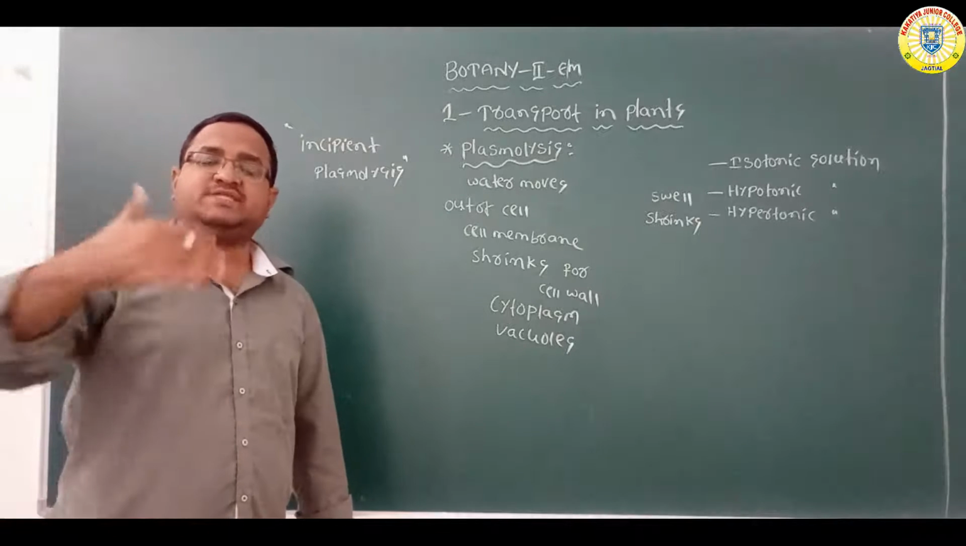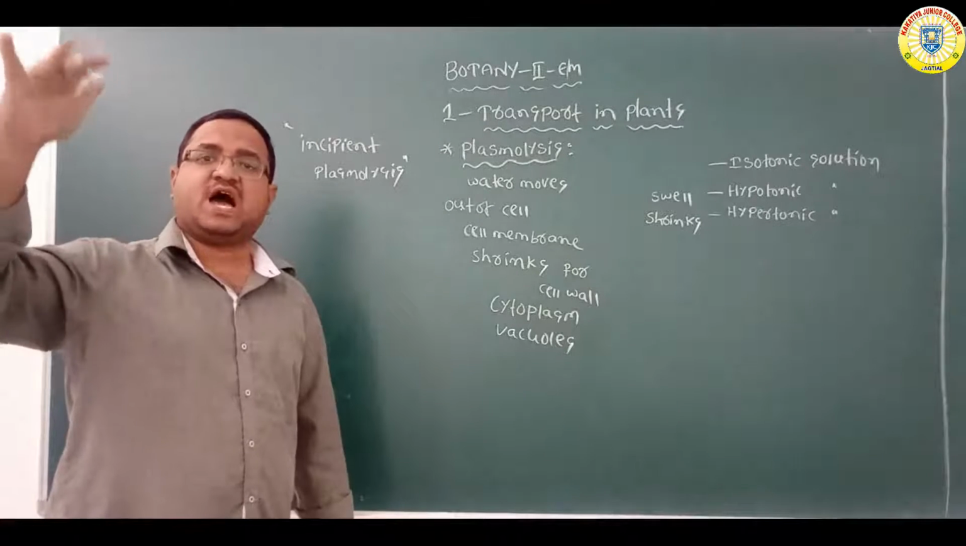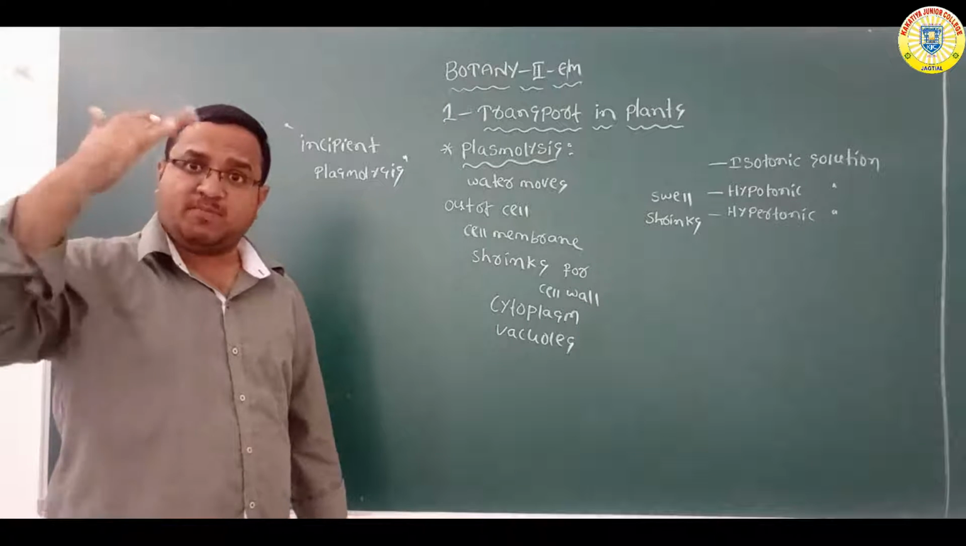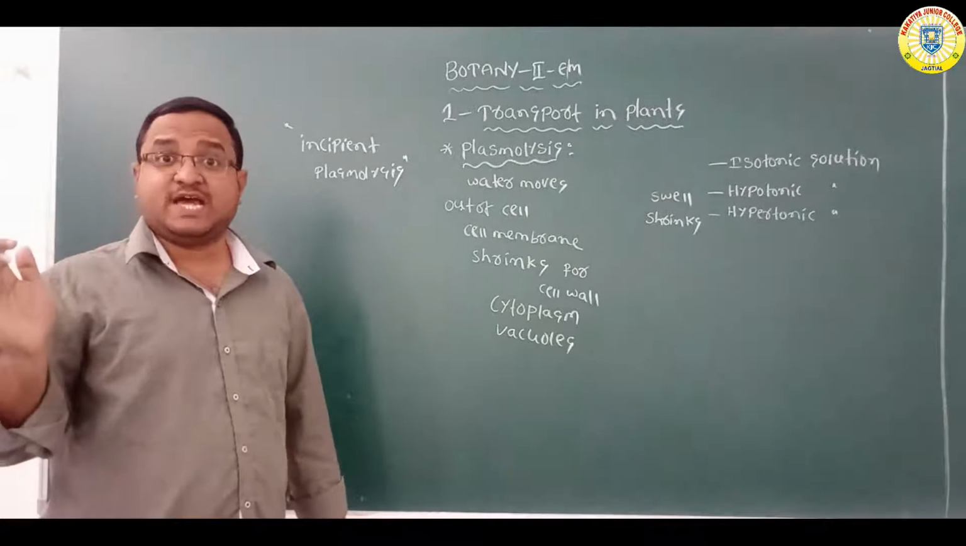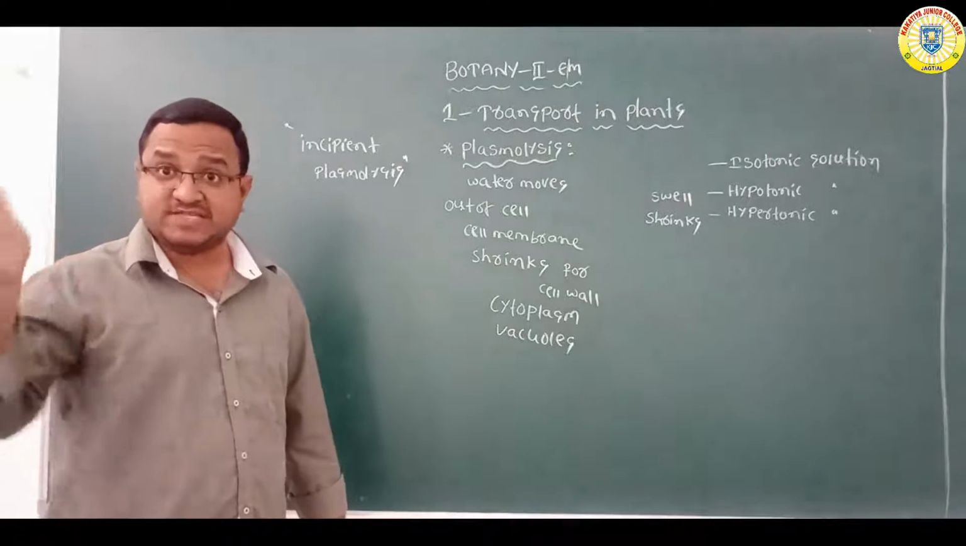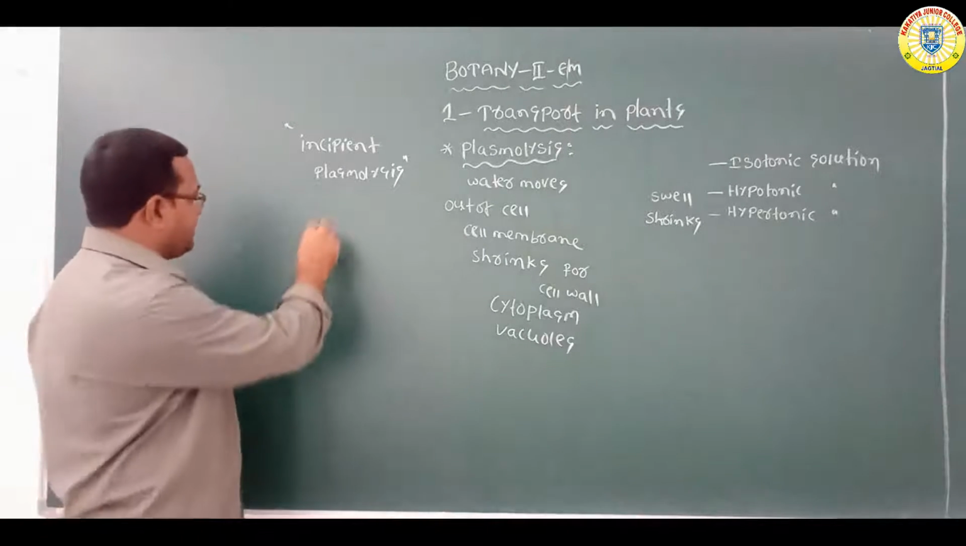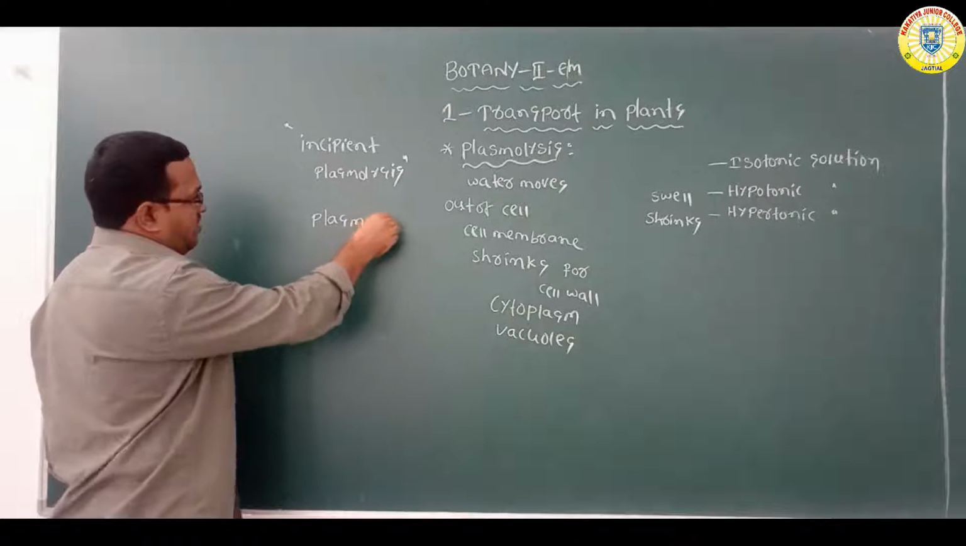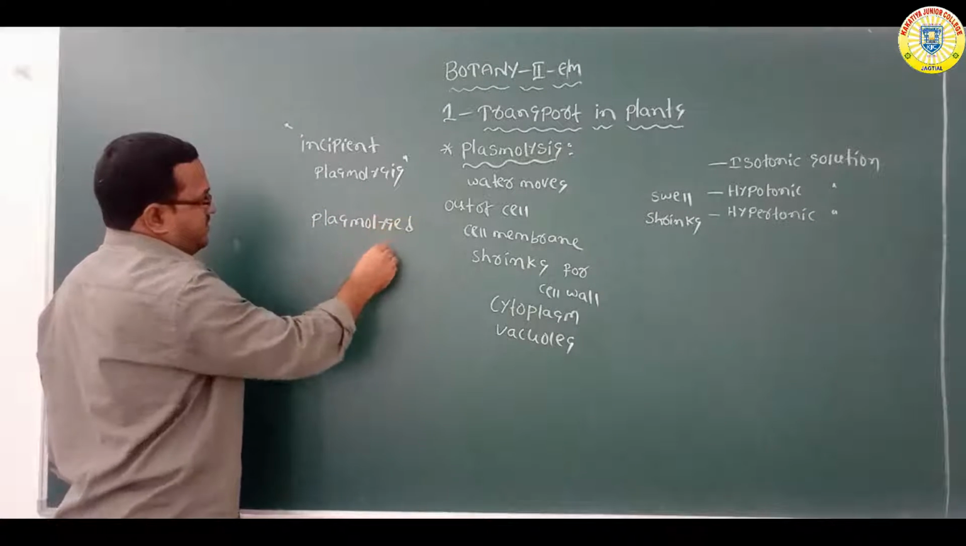If you keep the cell for a long time in hypertonic solution, the cytoplasm completely shrinks. That type of cell is called a plasmolyzed cell.